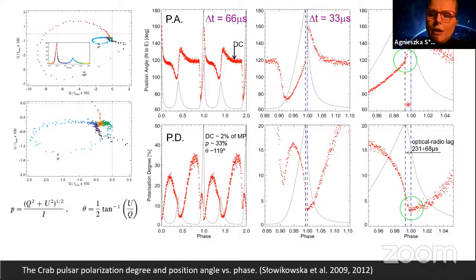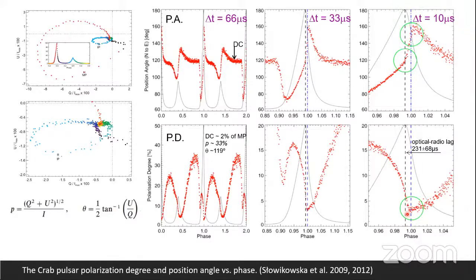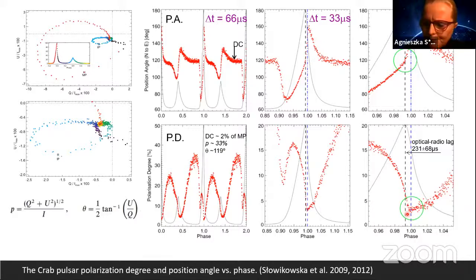And on the right panels, this is the zoom around the main pulse, and you can see that the position angle was changing not only during the maximum of the optical pulse, but also at the maximum of the radio pulse. The blue line is the 0 phase for the 1.4 gigahertz radio pulse of the Crab. And also interesting enough is that the polarization of the optical light peaks not in the maximum of the optical light, but in the maximum of the radio light.